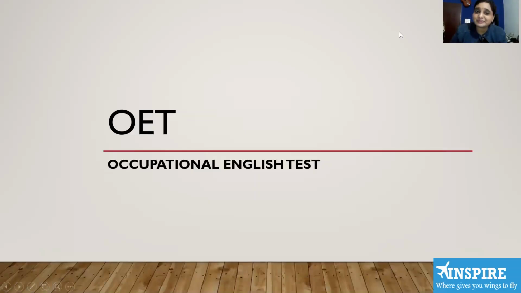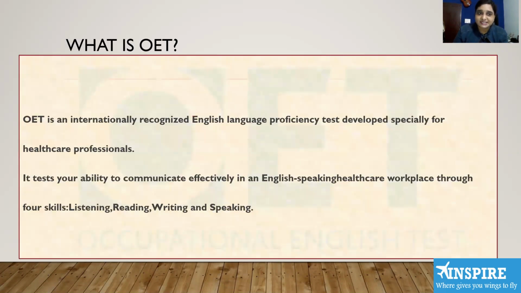So let's start. What is the full form of OET? OET means Occupational English Test. What is OET? OET is an internationally recognized English language proficiency test which is developed specially for healthcare professionals. There are 12 healthcare professions that can take the OET test. It will test your ability to communicate effectively in an English-speaking healthcare workplace through 4 skills. So in OET, there are 4 subtests: listening, reading, writing, and speaking.